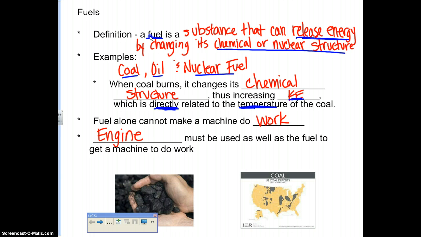Fuel alone cannot make a machine then do work. So unable to make a machine do work, an engine is then used. This engine must be used as well as the fuel to get a machine to do work. The kinetic energy is there, and by definition, the ability to do work is to have kinetic energy. But to turn this fuel into a usable form of energy, it needs a helper, and that helper is an engine.